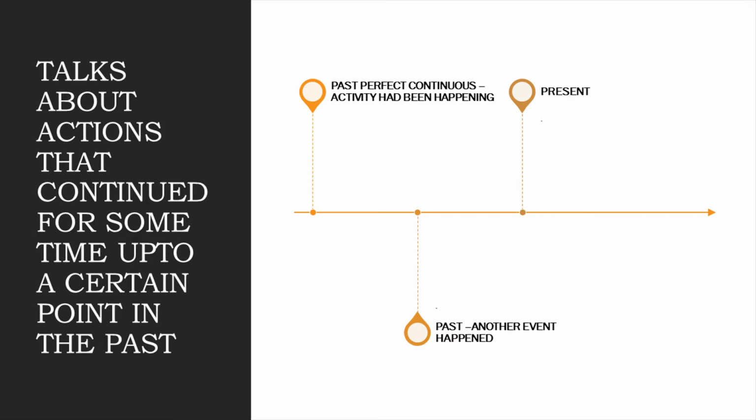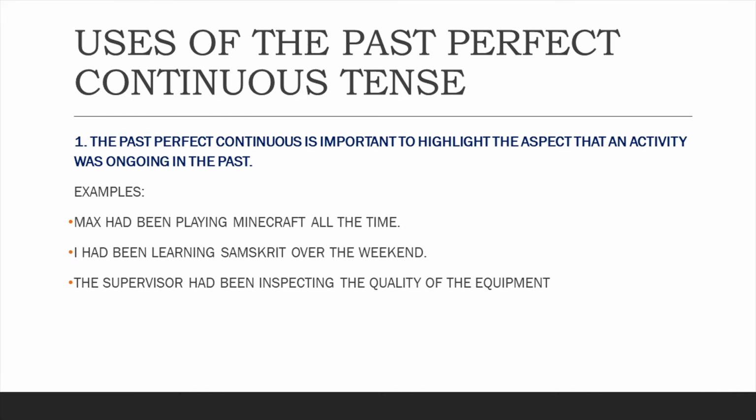So what are the uses of the past perfect continuous or progressive tense? The past perfect continuous is important to highlight the aspect that an activity was ongoing in the past. Okay, let's look at some examples. Max had been playing Minecraft all the time in the past. I had been learning Sanskrit over the weekend. Okay, so this action is already over. That was in the past that I was doing.